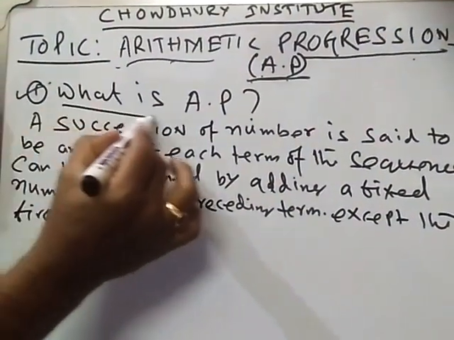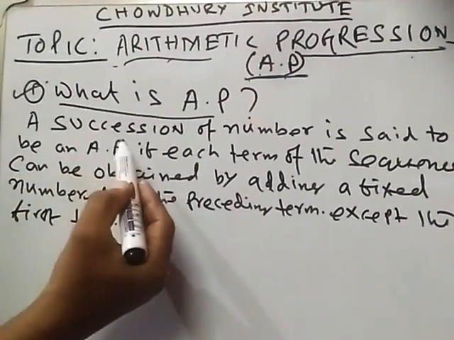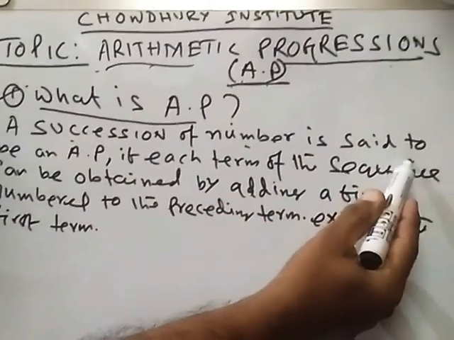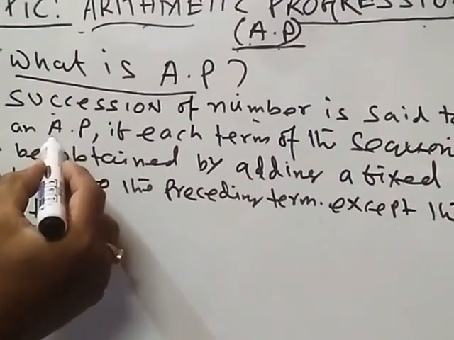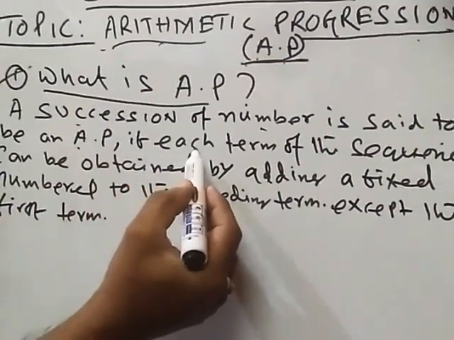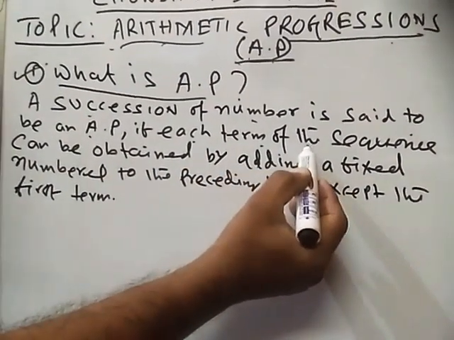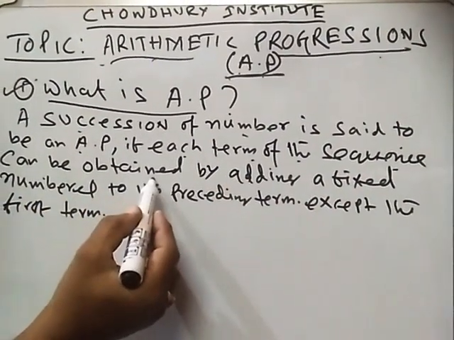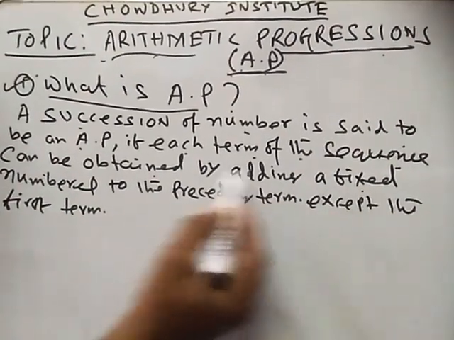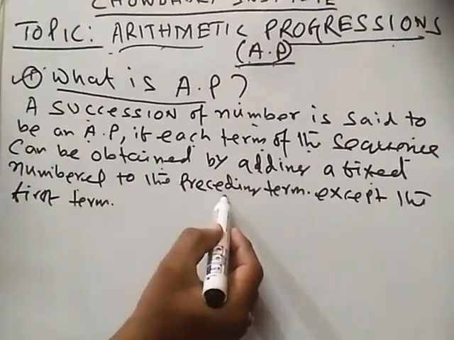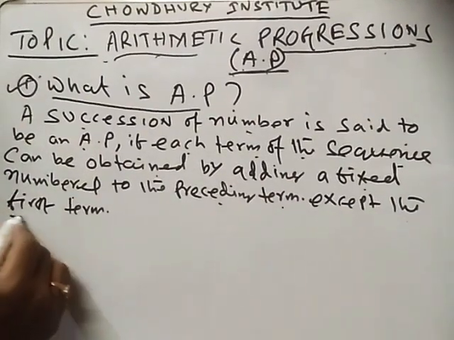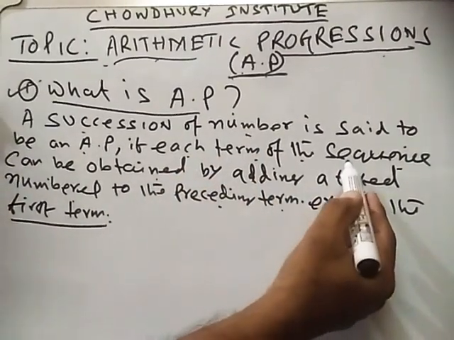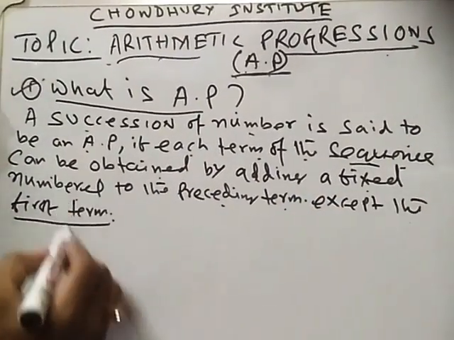First, what is AP? I have written here as follows: a succession of numbers is said to be an AP. AP means arithmetic progression, if each term of the sequence can be obtained by adding a fixed number to the preceding term except the first number. This is the definition. I will explain right now. What is a sequence? Sequence, you look here.